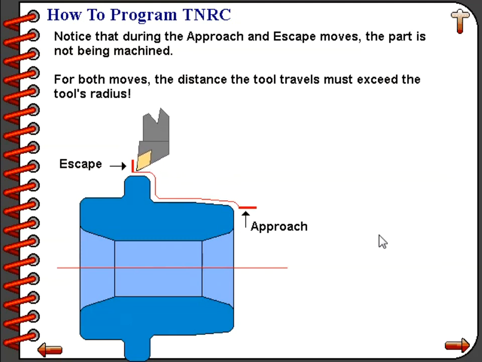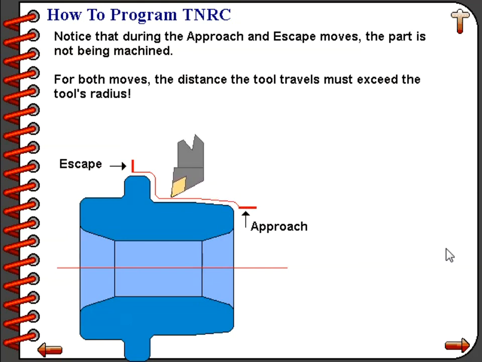What we look at is what is the machining operation being performed and in which direction. If we are moving the x-axis as our next machining operation, then we want our approach to be on the z-axis. If the next machining operation would be a movement along the z-axis, our approach should be done on the x-axis. Now let's look at the escape.